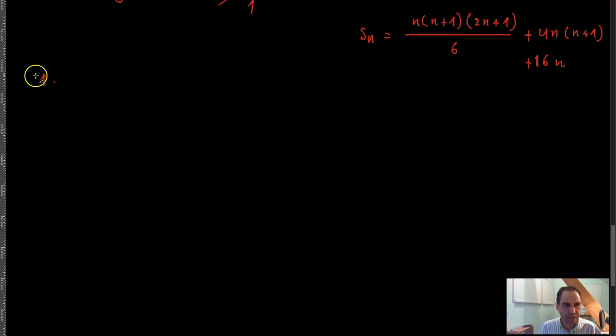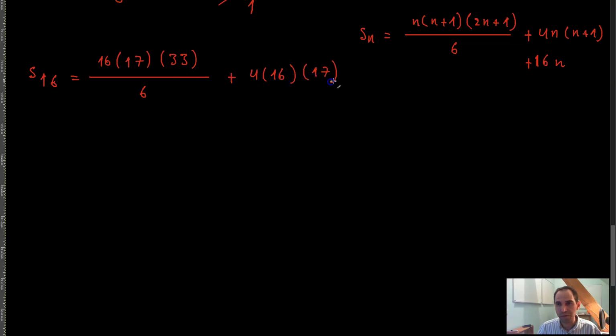So now S(16) would be equal to 16 times 17, times 33 (since 2 times 16 is 32, plus 1), divided by 6, plus 4 times 16 times 17, plus 16 times 16. Well, now you need to find somebody to calculate this for you. Okay, so let's do that. Divide by 2, you will get an 8 here. Divide by 2, you'll get a 3 here. And you'll get an 11 here. Right?